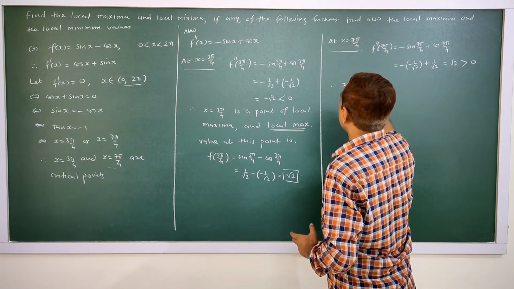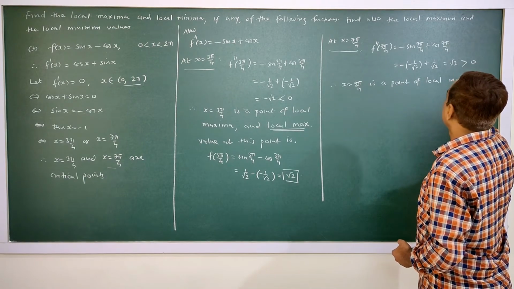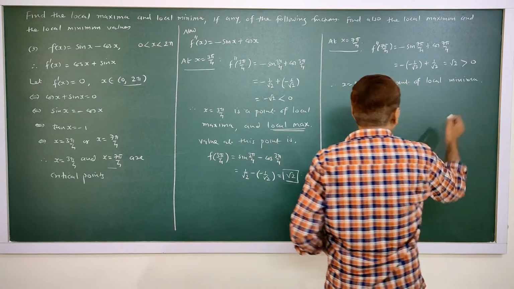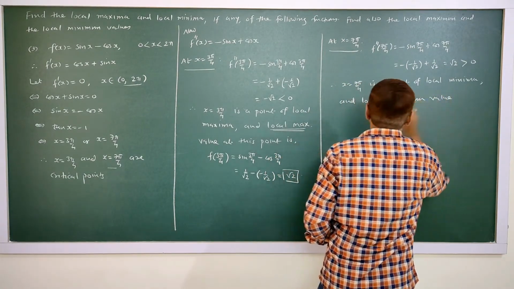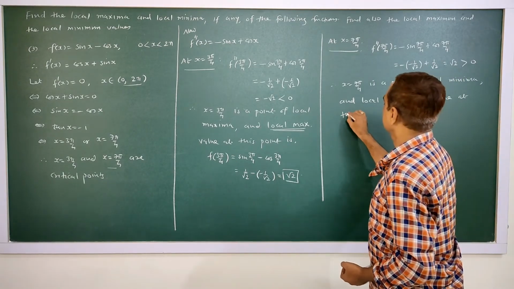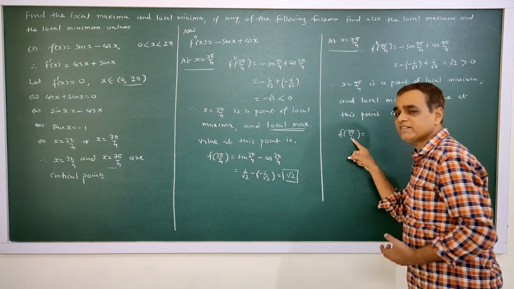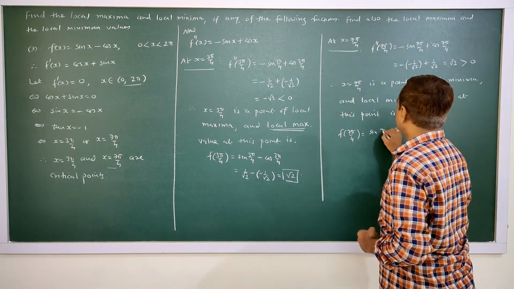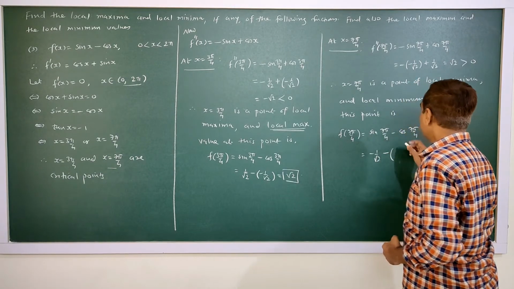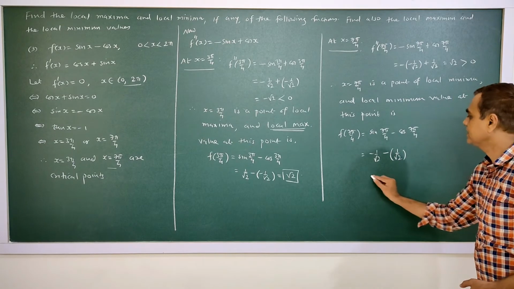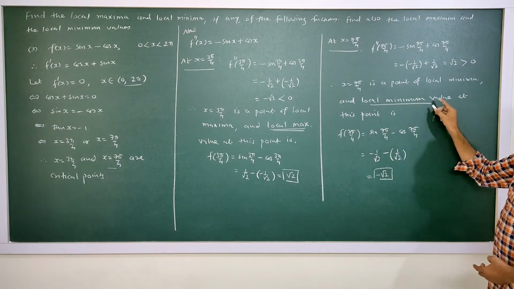If f double dash is more than 0, then that point is a point of local minima. Therefore, x equal to 7 pi by 4 is a point of local minima. And the local minimum value at this point is, keep this number in the function, put 7 pi by 4 in the function. So f of 7 pi by 4 is sin 7 pi by 4 minus cos 7 pi by 4. Sin 7 pi by 4 is minus 1 by root 2. Cos 7 pi by 4 is plus 1 by root 2. So this is minus 2 by root 2. So this is the local minimum value at 7 pi by 4.